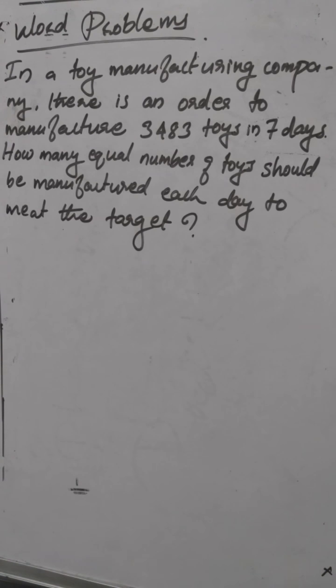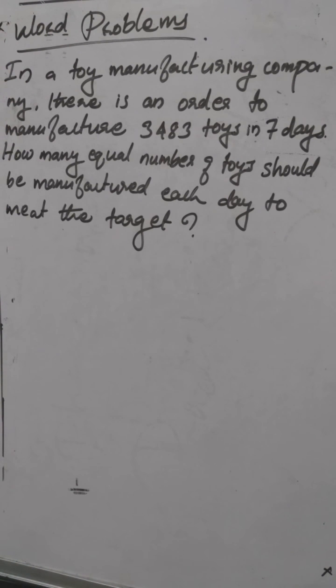Second question. In a toy manufacturing company, there is an order to manufacture 3,483 toys in 7 days. How many equal number of toys should be manufactured each day to meet the target?